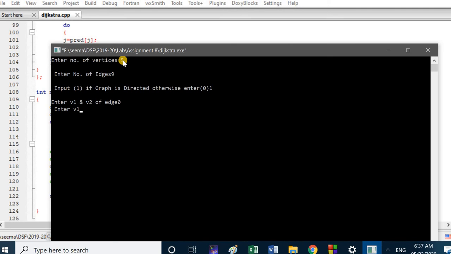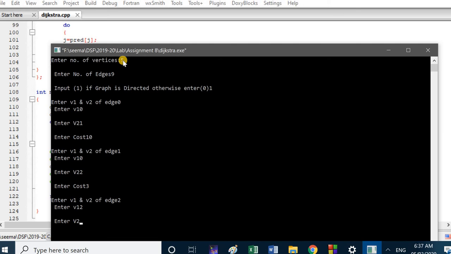Now you have to give the edges properly. The starting vertex of the edge is 0, the ending vertex of the edge is 1, and the cost of the edge is 10, because the input is a weighted graph. So you have to enter the cost. Then the second edge is 0, 2 with the cost as 3. Then the third edge is 2, 1 with the cost as 4.